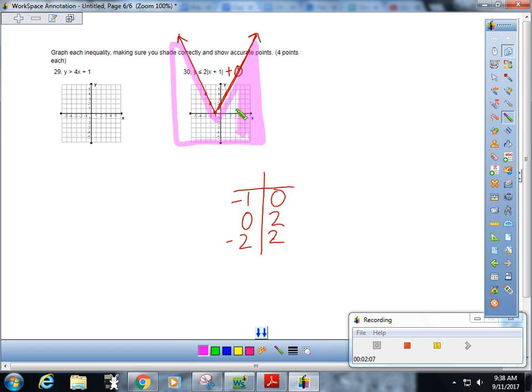How many points satisfy this equation or this inequality? Infinite. I could not list infinite answers, so I have to use a graph to do that. And it's got to be a shaded graph. Hope that helps. Boom!